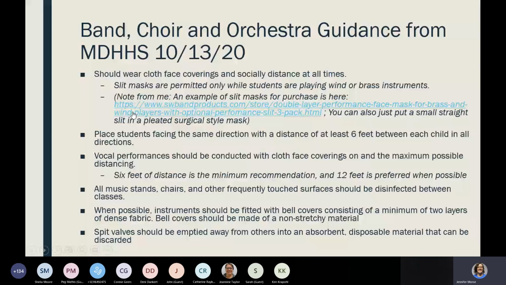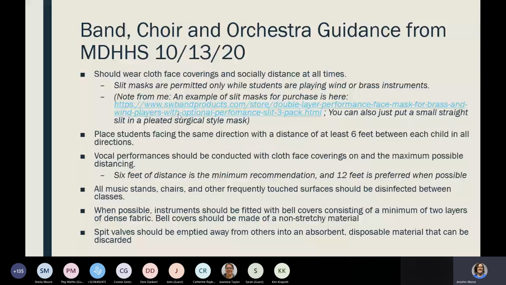I did add a note here. I put a link to an example of a slit mask that you could purchase. Not that I'm promoting it, just so you can see an example of it. But you can also make them yourself. If you get a pleated surgical style mask, it doesn't have to be actual medical grade, just the ones with pleats in them, you can put a straight slit under one of those pleats and it becomes a slit mask.